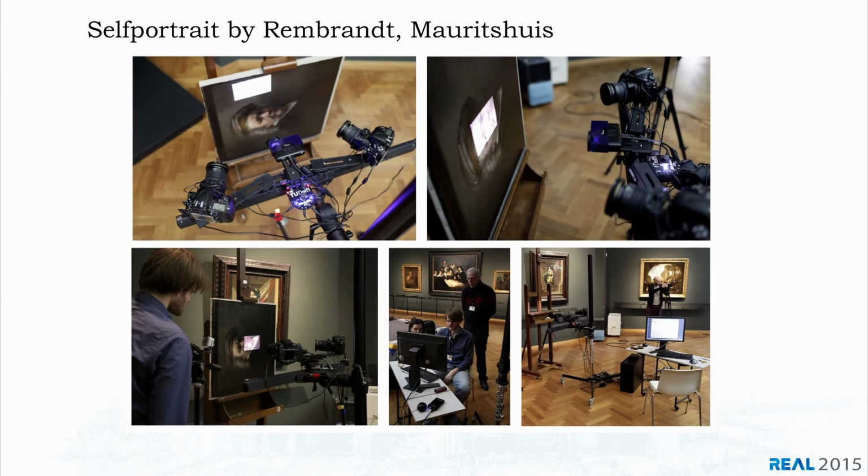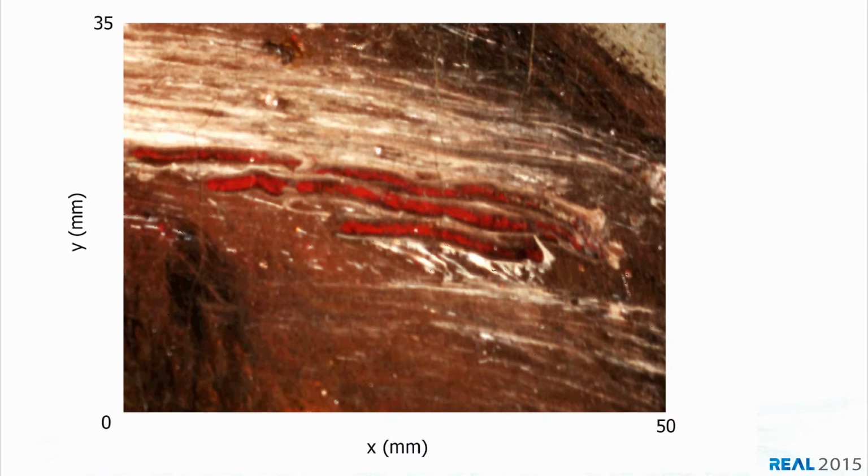So let's look at the self-portrait by Rembrandt. So this is how we scanned it. So we have the camera in front of the painting, and then we just set up a simple desk, and then we did the processing. I think this only took a few hours or an afternoon to scan this work.